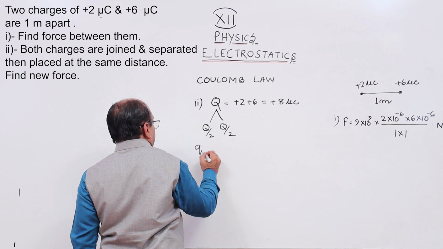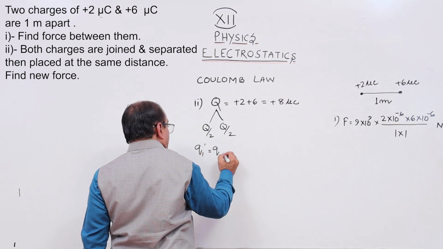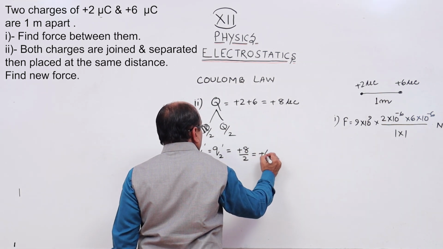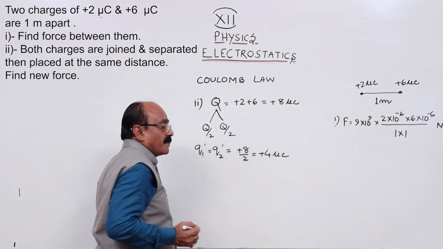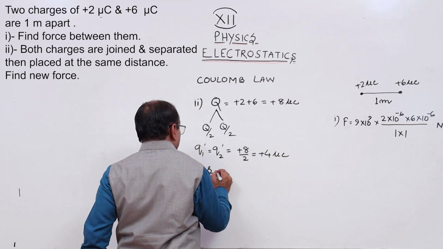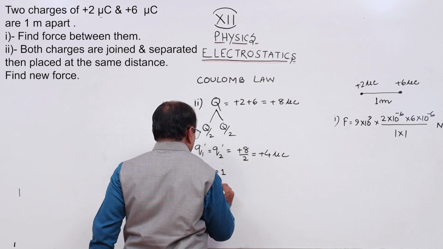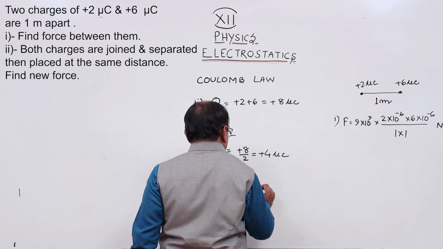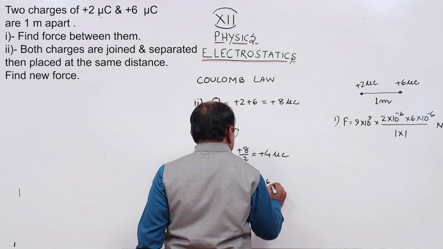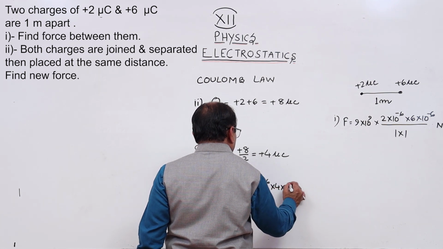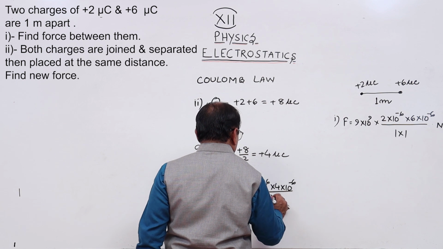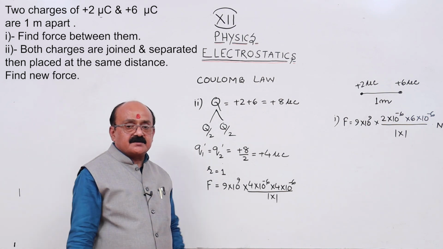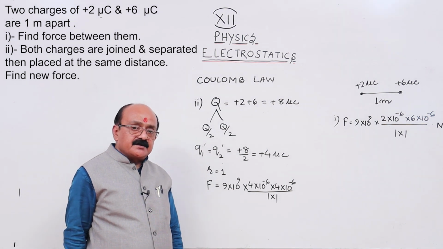Then the new charges will be q1 dash is equal to q2 dash is equal to plus 8 by 2 is equal to plus 4 microcoulomb. And the distance is same. Apply the formula, 9 into 10 to the power 9 into 4 into 10 to the power minus 6 into 4 into 10 to the power minus 6 divided by 1 into 1, because they are again placed at the same distance. Okay? Got it?